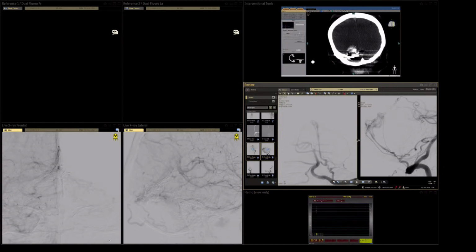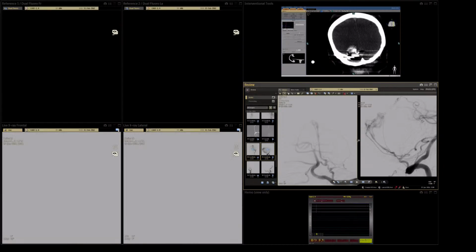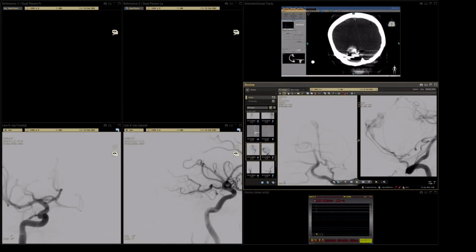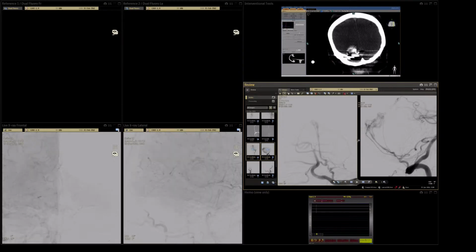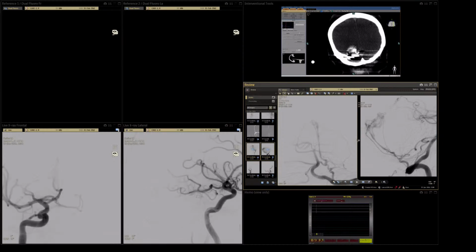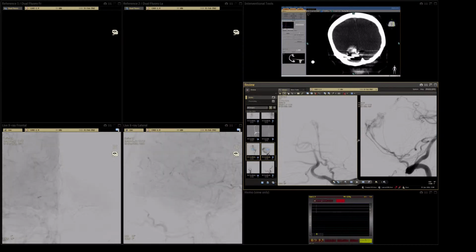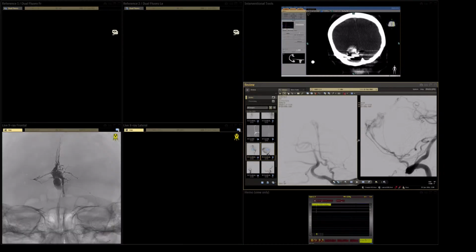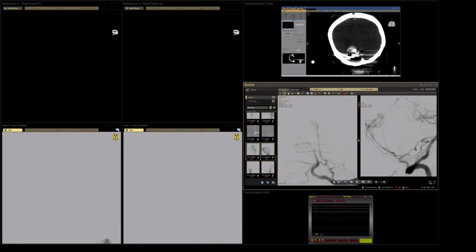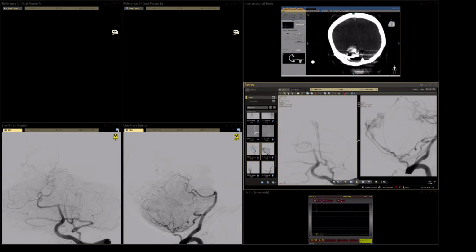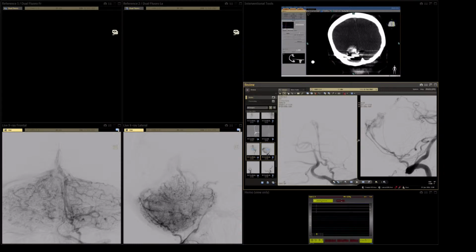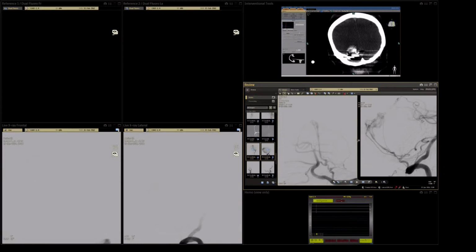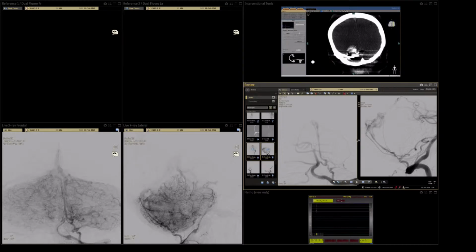It looks like there is no more fistula. No fistula. Okay, let's check the outside. Let's check the vertebral artery. It looks like no more fistula, but we should continue a little bit.